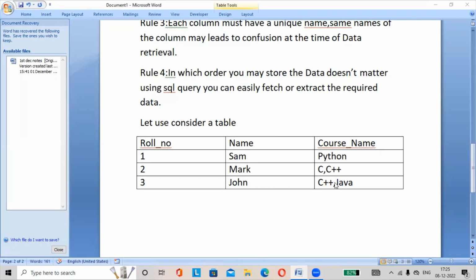Here the column Course name is not atomic. See here, we are giving a comma and we are giving these course names. This column is not satisfying the atomic nature. So this table is not in first normal form. We have stored the course name in a single column, but according to first normal form, each column must contain atomic values. What do we have to do now to make this table first normal form?